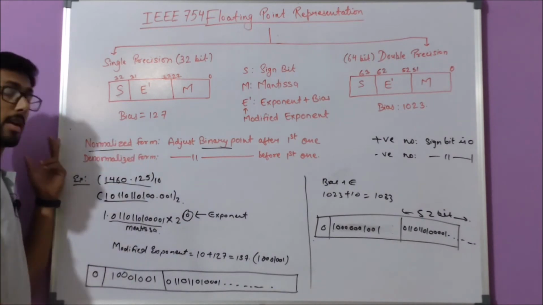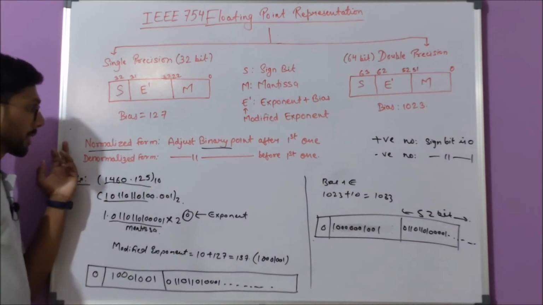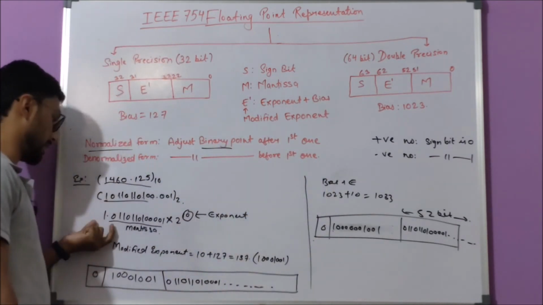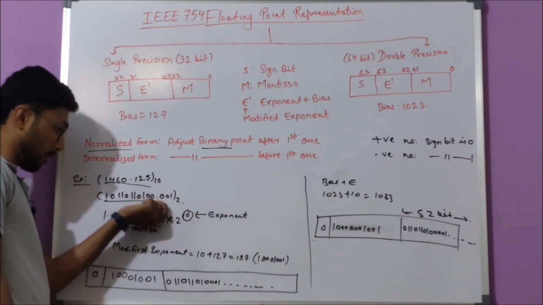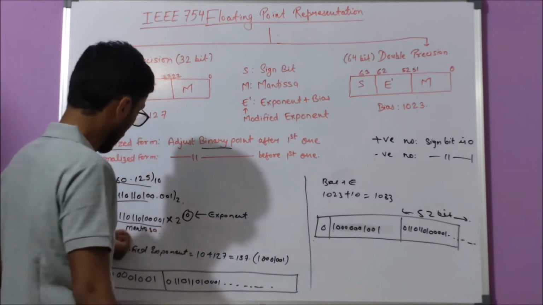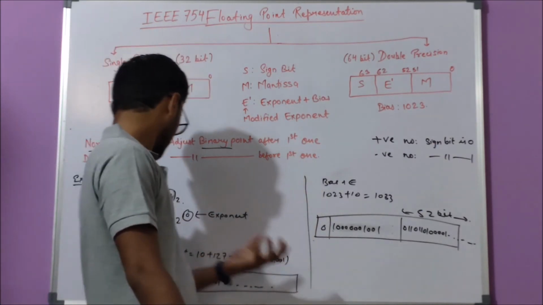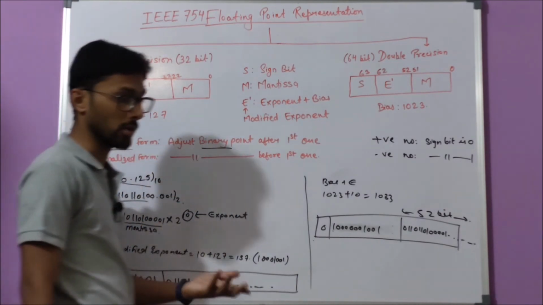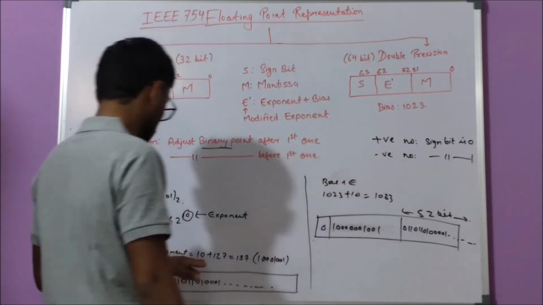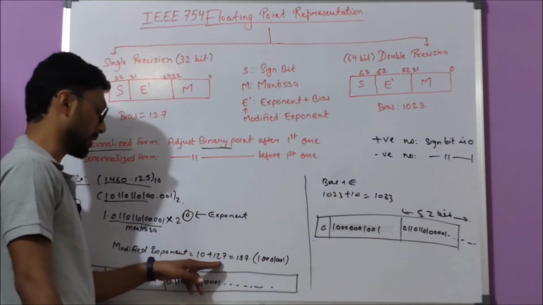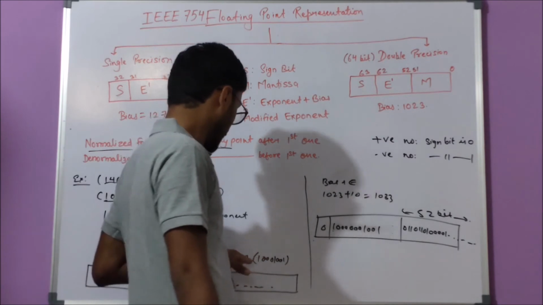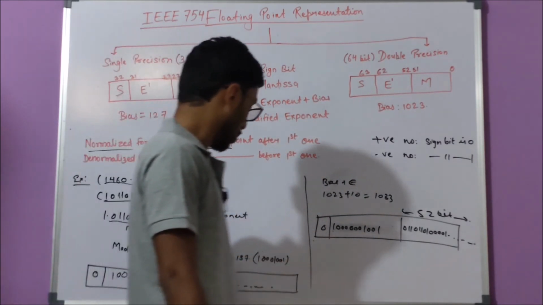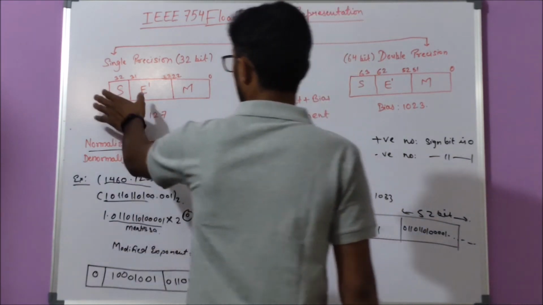Now a number can be presented in normalized form and denormalized form. In normalized form the binary point is kept after the first one, which we have done here. The binary point is here, we have moved it here, and then it converted into a normalized number. Now calculating modified exponent, the exponent is 10, modified exponent is equal to exponent plus bias. So 10 plus bias in single precision, which is 127, is equal to 137, and the binary conversion of 137 is this.